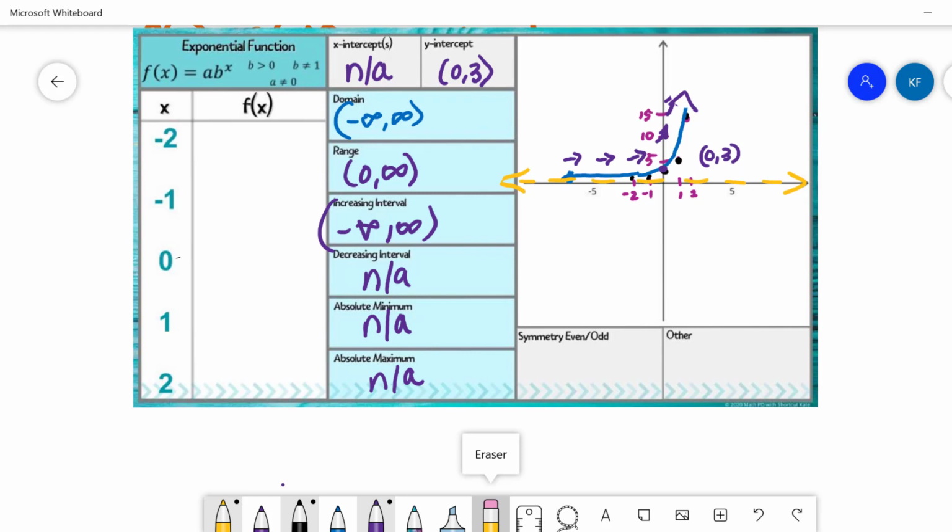And then we need to talk about symmetry. If I fold the function across x equals 0, which is the y-axis, I'm not going to get that nice symmetry. So it is not even. And if I fold across the y-axis and I fold across the x-axis, I will not get symmetry. So this is neither. So it's neither even nor odd. Now you do have an asymptote, and the asymptote is at y equals 0. Because remember, it's horizontal, it's cutting through the y-axis.